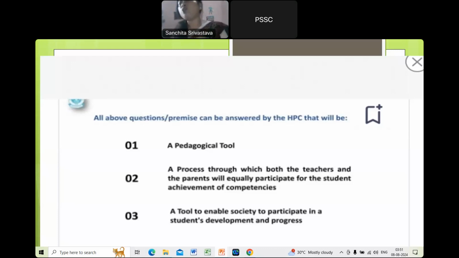So you cannot just leave the parent out of the system. A school can run successfully if the cooperation of the teachers, the students, and the parents all come together, right? A tool to enable society to participate in students' development and progress. I said schools are again social organizations. The school belongs to the society and the society belongs to the school. Children are coming from the society.